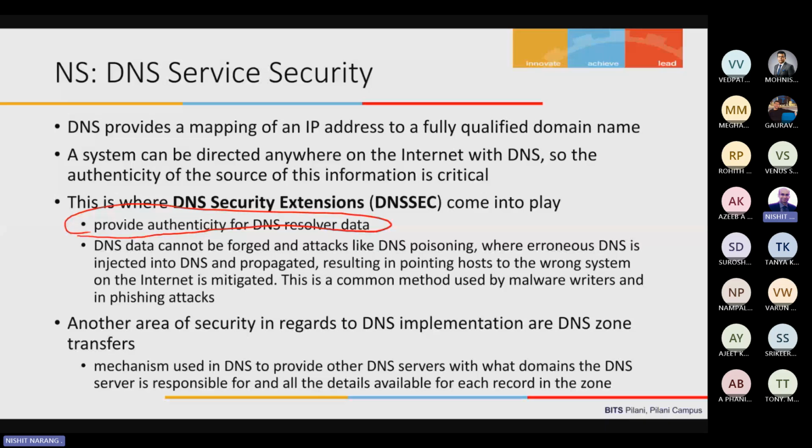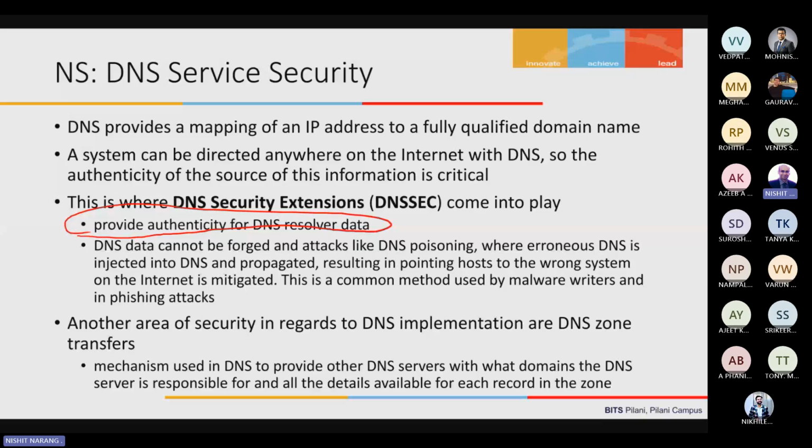So DNSSEC enforces authenticity by introducing methods for DNS servers to authenticate each other before they communicate. Before they even do zone transfers or exchange resolver data, they first authenticate themselves. So DNS security introduces a method of authentic exchange by authenticating the peer node, making sure it is what it claims to be and not a malicious user.